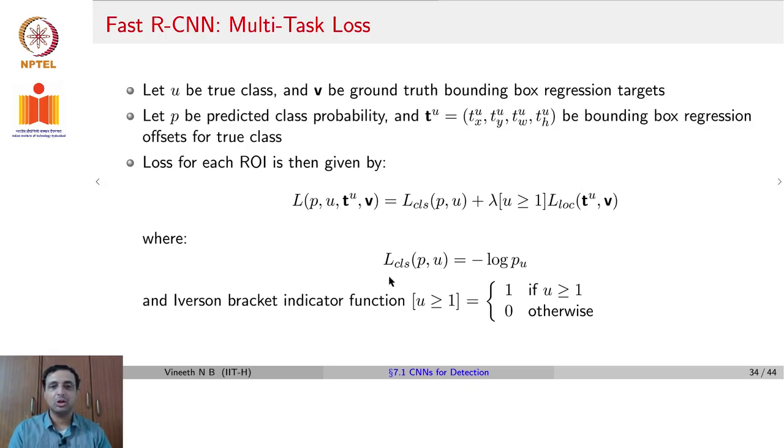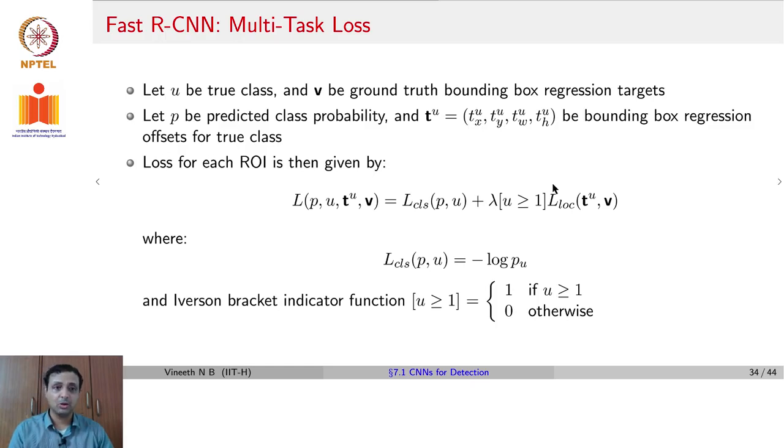The classification loss, as we just said, is given by minus log PU. The cross entropy loss simplifies into a log loss. And the localization loss is prefixed by an indicator function which states that we're going to compute this only for the true class. For the other classes, we don't need to compute this kind of localization. That's what the indicator function dictates.